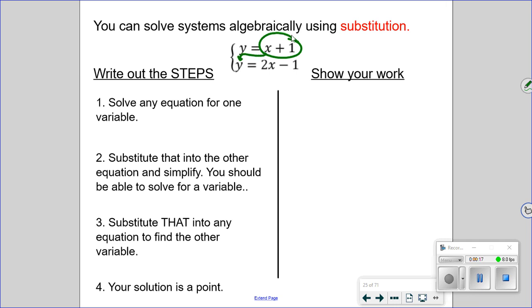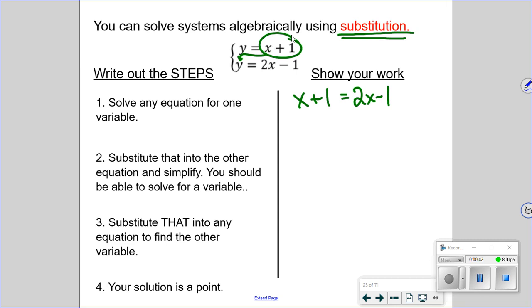So this is called substitution because literally what you're doing is you're substituting one thing for another thing that means the same thing. So if y equals x plus 1 on the top, I'm going to rewrite the bottom and substitute x plus 1 for y on the bottom. So this is the bottom. X plus 1 equals 2x minus 1. Now we have to solve for x.